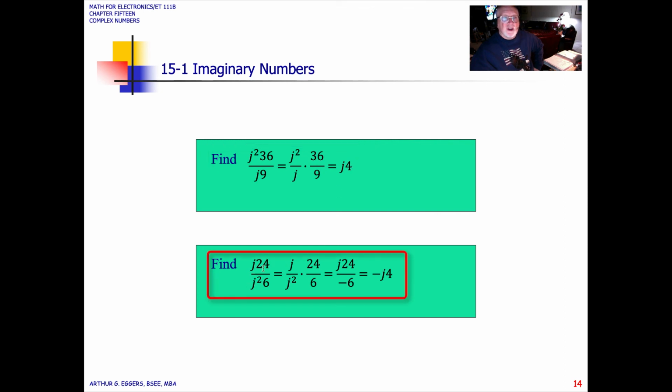On this one, j24, j squared 6 in the denominator. Again, you can break it up, you don't really need to. What's going to end up happening here is that j is going to stay. So we have j24, and j squared becomes a minus times 6 gives us minus 6, and we can divide that in to end up with a minus j4.